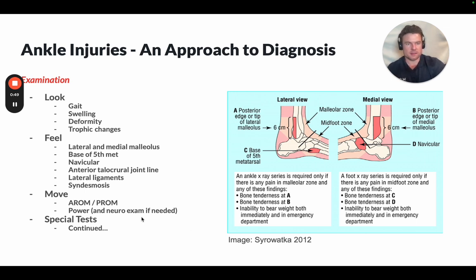The key ligaments are the lateral ligaments and syndesmosis, and then deltoid as well. And then active range and passive range of motion is important, but not the most crucial thing that you'll be dealing with in these situations.